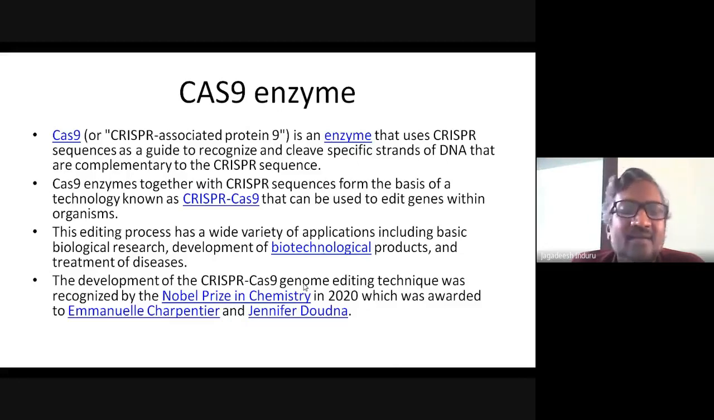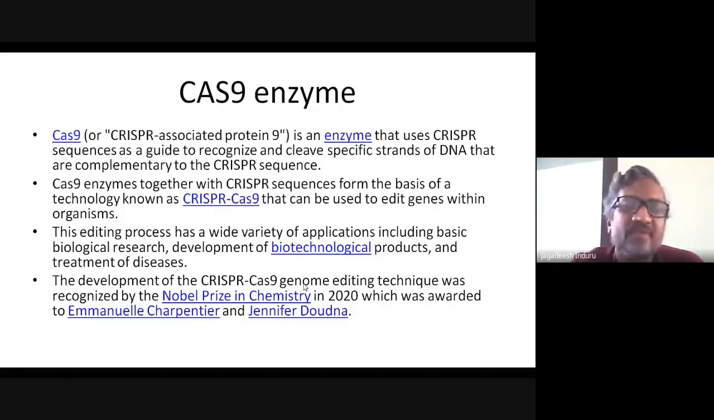Because of these efforts, the Nobel Prize in Chemistry in 2020 was awarded to Emmanuel Charpentier and Jennifer Doudna. These two ladies found out the function of this CRISPR which is present in bacteriophages. First they looked into it: what is the function of the CRISPR gene, why is it present as fragments in the bacteria, and what is it doing there?